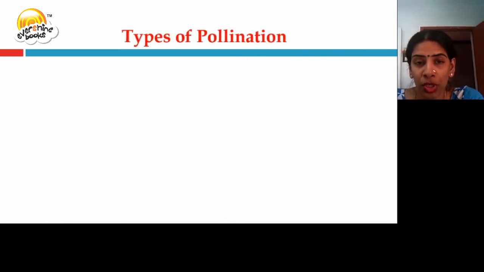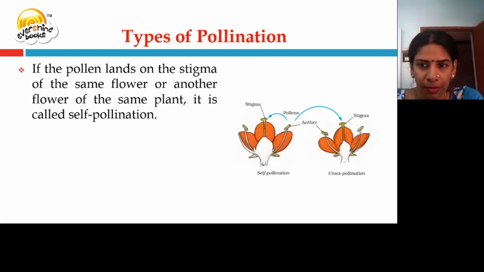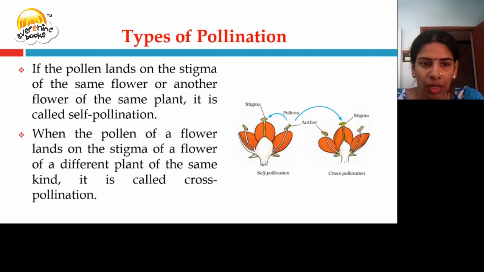But pollination may take place in two types. In one, if the pollen lands on the stigma of the same flower or another flower of the same plant, we'll call it self-pollination. When the pollen of a flower lands on the stigma of the flower of a different plant but of the same kind, we'll call it cross-pollination.